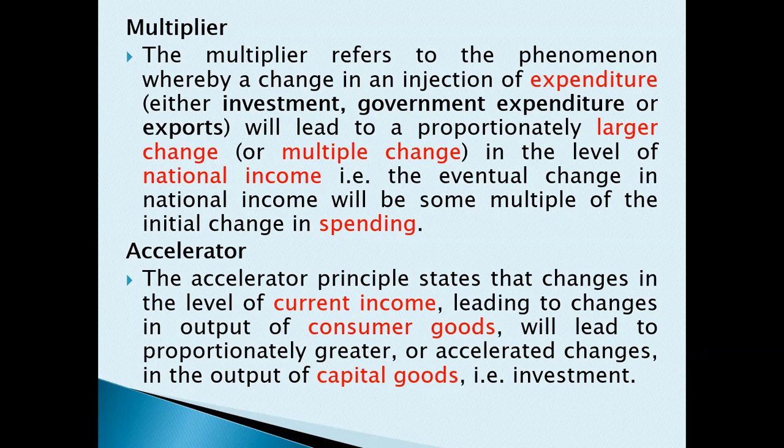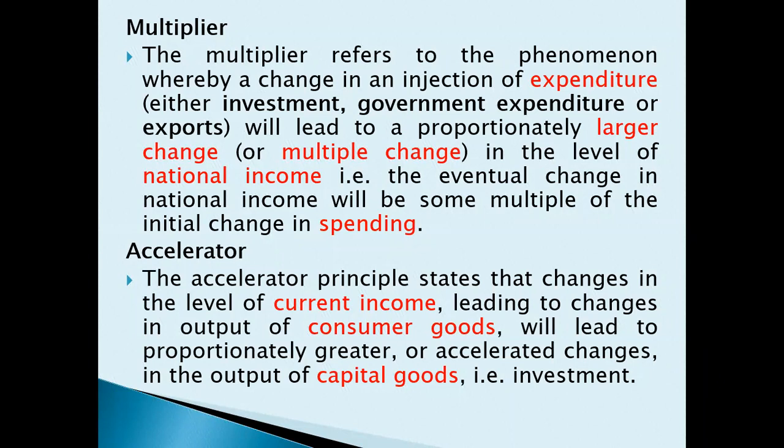The accelerator principle states that changes in the level of current income, current income जब change होता है तो it leads to change in the output of consumer goods. तो consumer goods का भी output automatically change होता है. Means what, जब लोगों का income बढ़ता है तो क्या होता है, demand बढ़ती है. Getting this? तो these are the two variables.